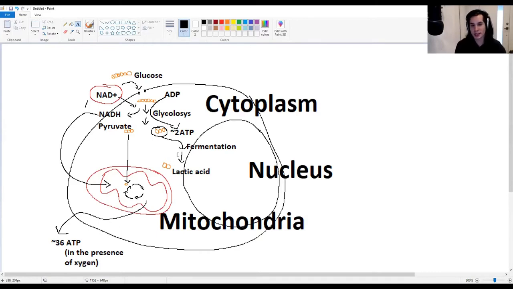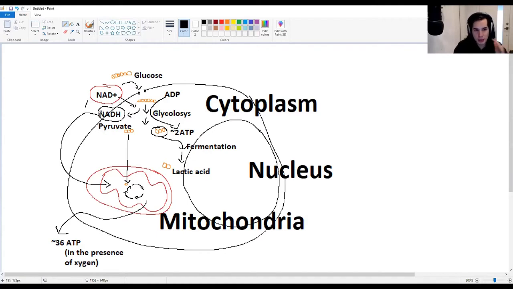Now, in order to make this lactic acid, this is where it becomes kind of inefficient. Remember, we're creating this NADH to create the electron carriers to bring to the electron transport chain so that the mitochondria can use those electrons to make lots of ATP in the presence of oxygen. If we don't have oxygen, our mitochondria is going to be offline. So what we do is we grab the NADH that we make in glycolysis.